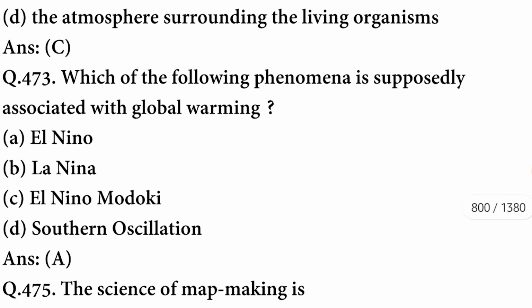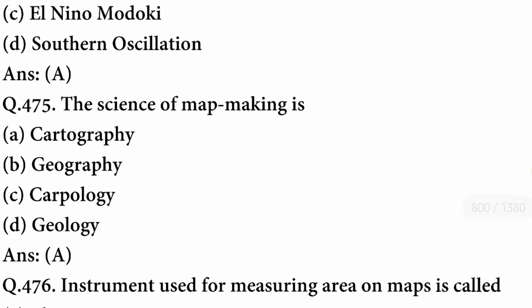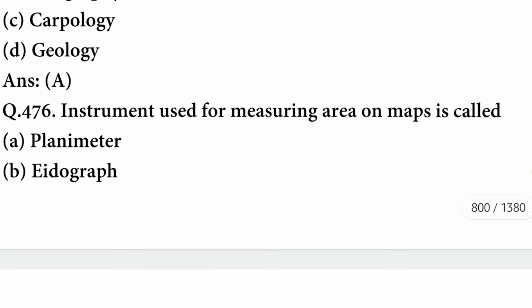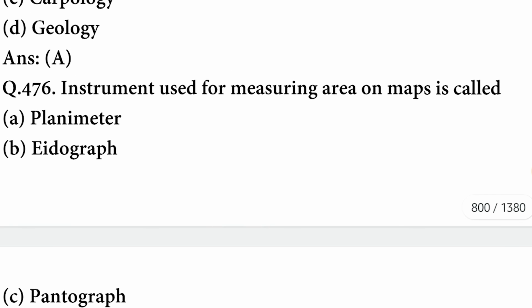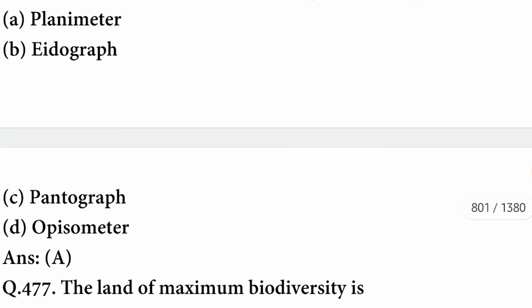C option is correct. Which of the following phenomena is supposedly associated with global warming? The phenomena is El Nino. The science of map making is cartography. Instrument used for measuring area on maps is called planimeter. A option is correct.